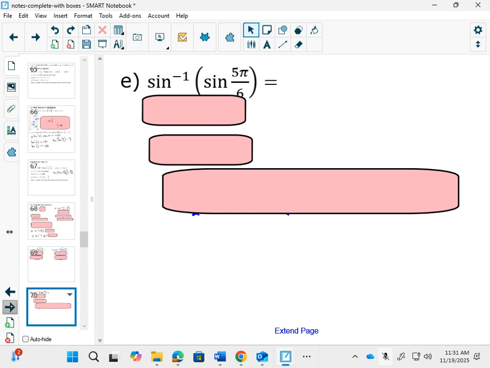Sine of 5 pi over 6, is that going to be positive or negative? Positive. Where are positive angles for sine inverse always going to be? Quadrant 1. So our answer for this is going to be pi over 6. I'm not even going to show you the other bubbles. Why complicate things if we can make it easy?